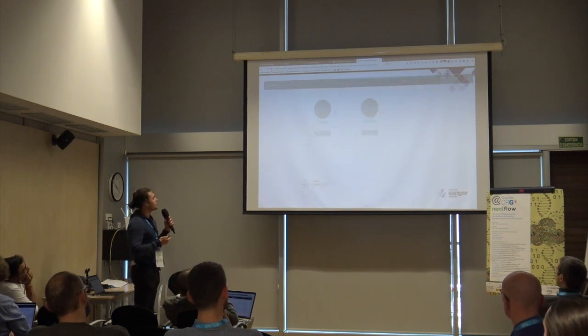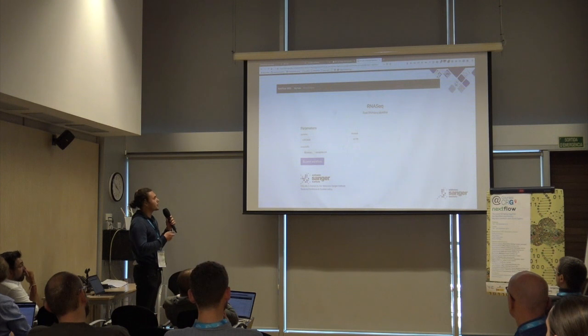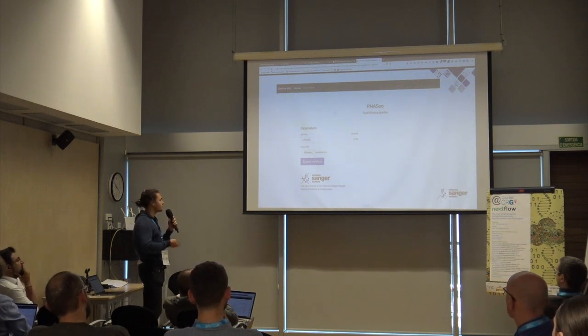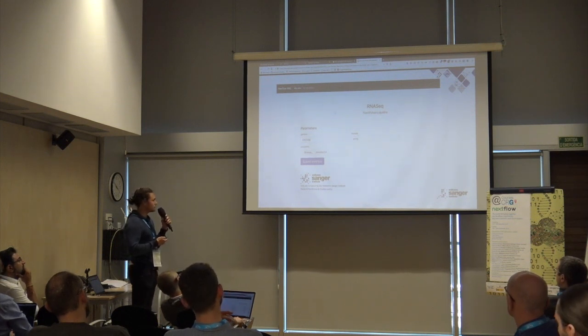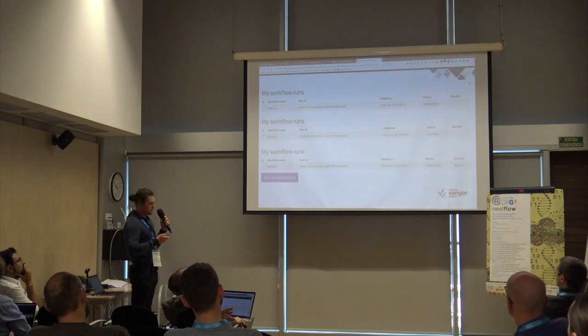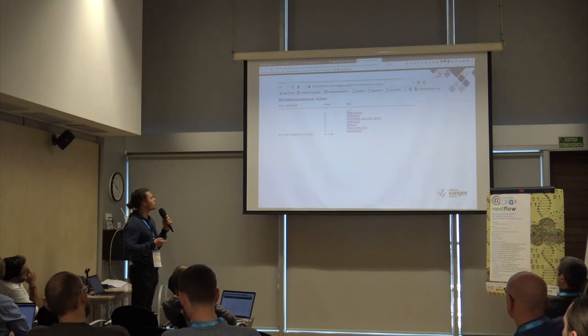Once they select the pipeline, they fill in the parameters that are described in this parameter schema. They can upload files if they contain sample IDs, for example. And once the workflow is submitted, it changes. You can track the status of the workflow, and once it's completed, you get a link to results, which are pushed to an S3 bucket.